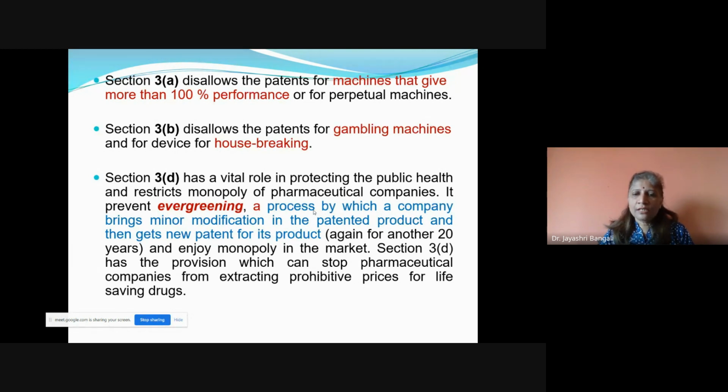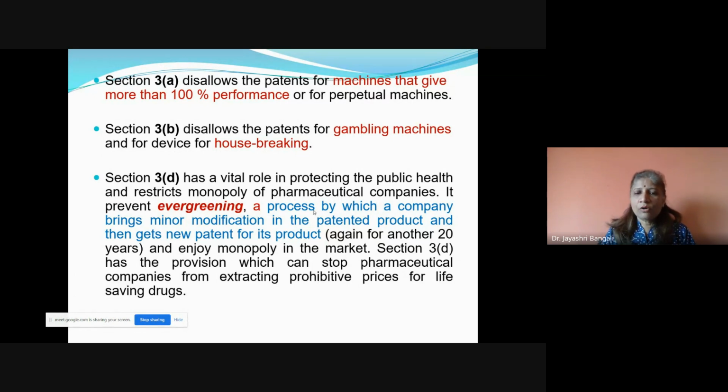This Section 3D is related to pharmaceutical companies. Why am I relating this to COVID? Because it is related to the vaccine, as vaccines come under pharmaceuticals. So this plays a vital role in protecting public health and restricts the monopoly of pharmaceutical companies. It is known as evergreening.